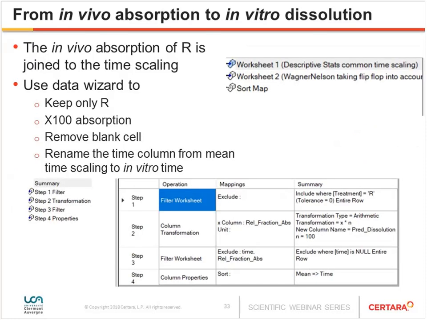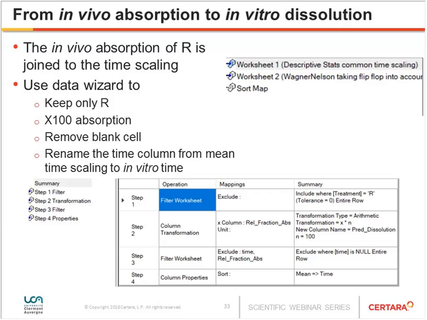So when I have it now, because I told you that we can predict the target profile for the reference in vivo, I am going to use my time scaling. My time scaling in this case is going to say, using join with descriptive statistics of the common time scaling versus the Wagner Nelson, taking into account the flip-flop, but only for the reference, I can then calculate everything.